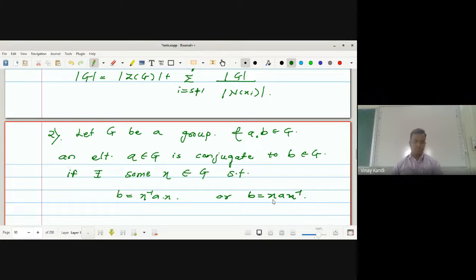And it is denoted by a is related to b. That means what is the relation between a and b? This conjugation relation. And this conjugation relation is an equivalence relation.